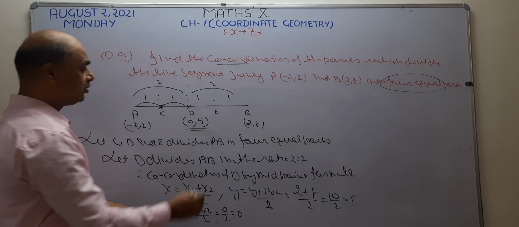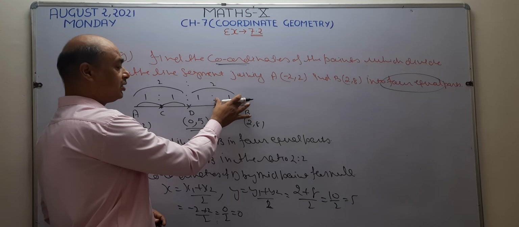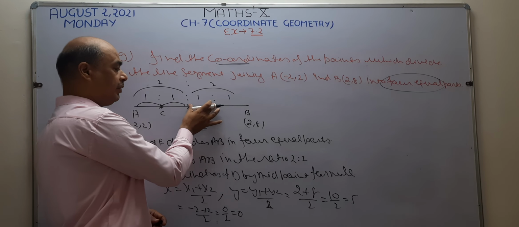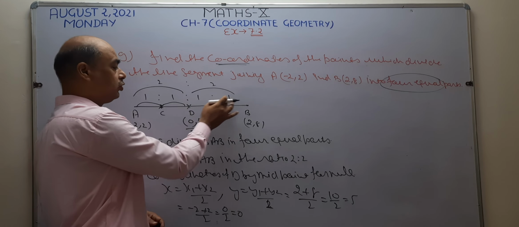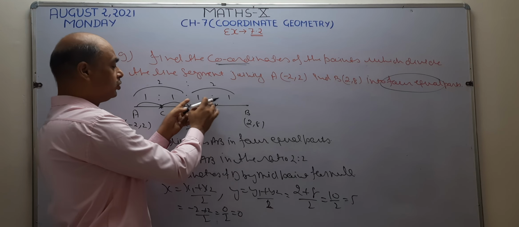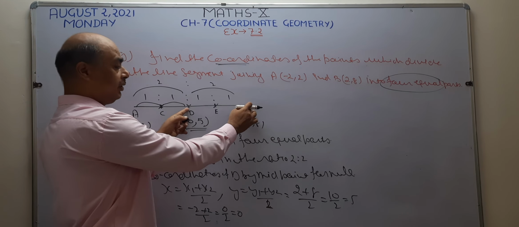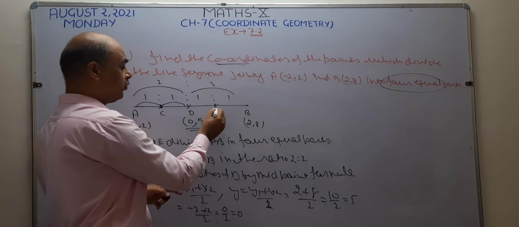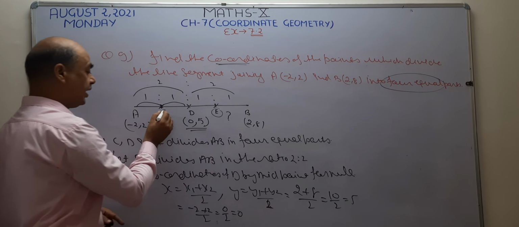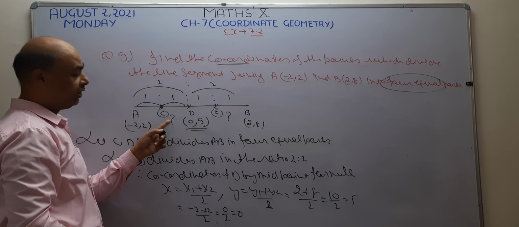In the same way, see, in the right of E, how many parts are there? 1. In the left, how many parts are there? 1. So E divides DB in the ratio 1:1. Since the ratio is the same, E is the midpoint of DB. So using the midpoint formula, you are going to find the coordinates of E, and again using the midpoint formula, you are going to find the coordinates of C.